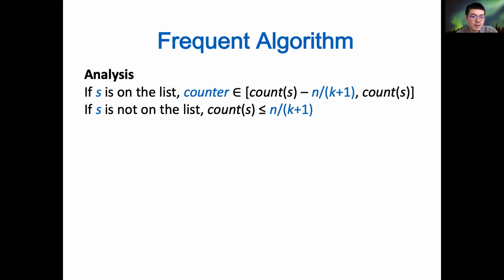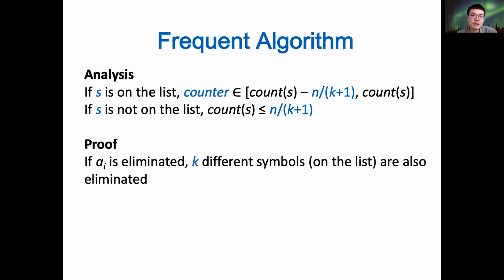Okay, let's look at the proof of this. The key is you think about, in the previous algorithm, when A_i is limited, what does that mean? That means, for example, you have an A_i on the list, and you have a counter K.